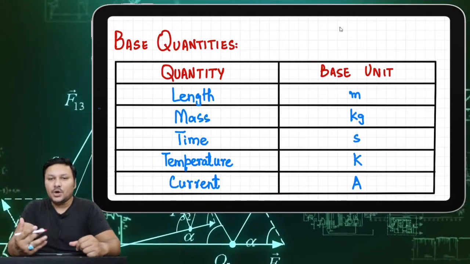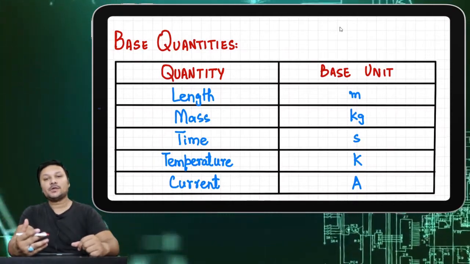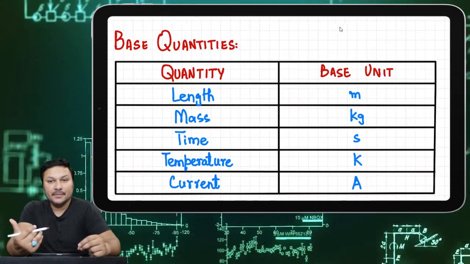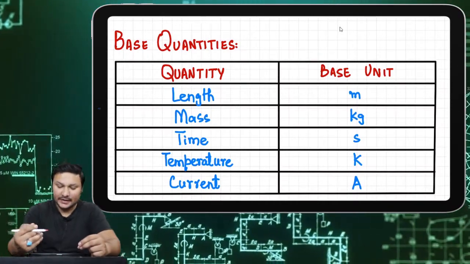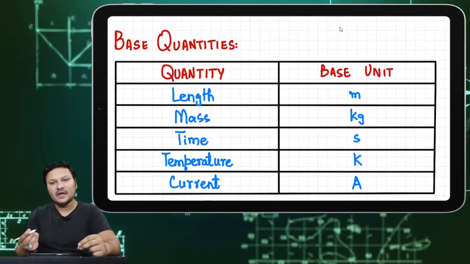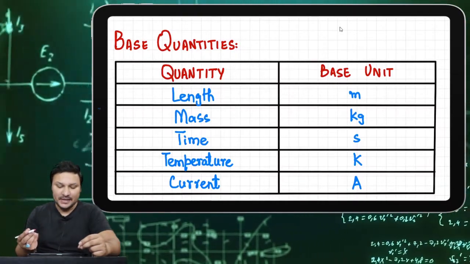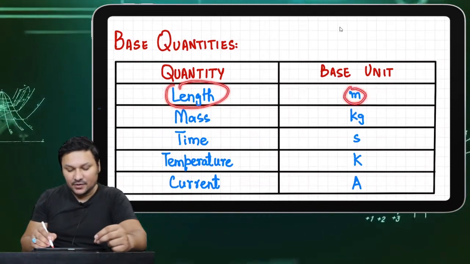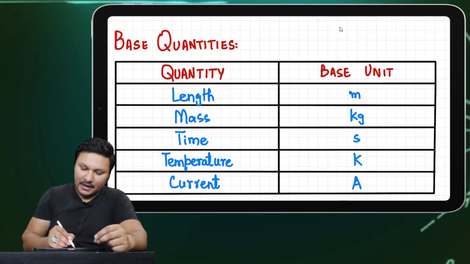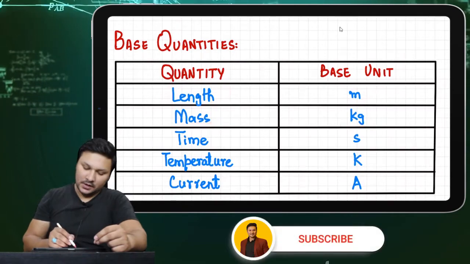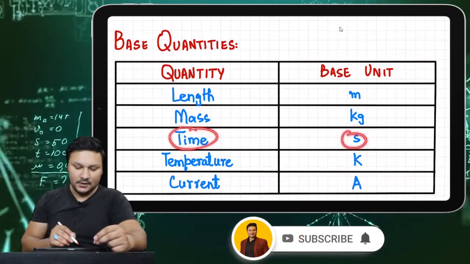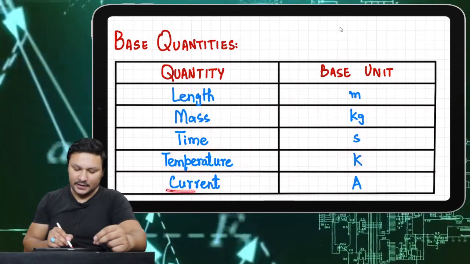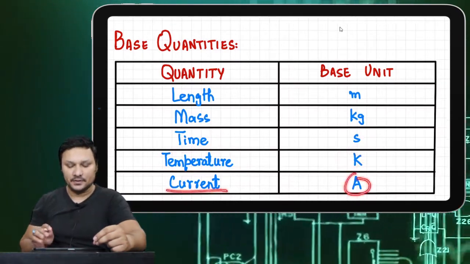So today in this topic we are going to talk about base quantities and specifically base units. Before understanding base units we need to talk about base quantities, and according to the syllabus we have five most commonly used base quantities, namely length, having SI base unit meter, mass, kilogram, time, seconds, temperature, Kelvin, and electric current, that is ampere.